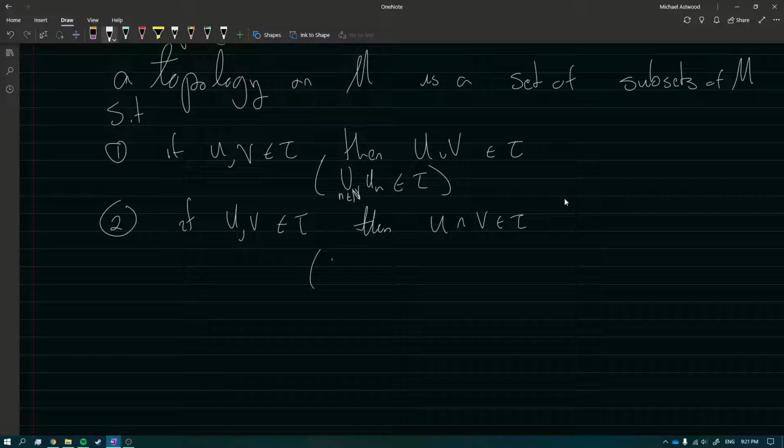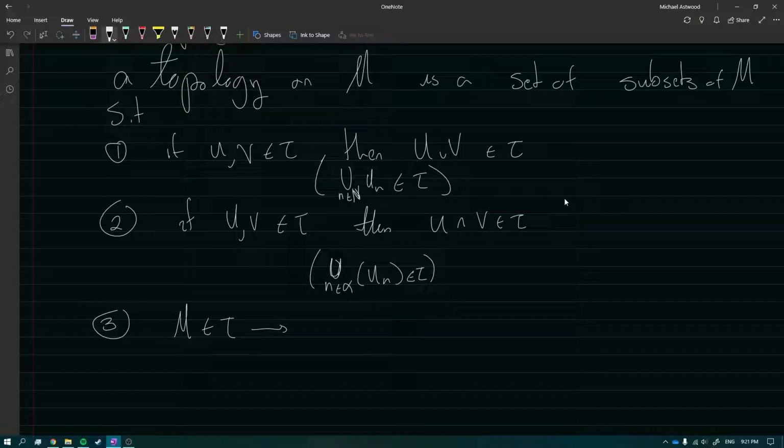But this only holds for finite indexes. So I have to pick some finite subset of the integers to index over in order for this to be a valid topology. Otherwise, well, it's stronger than a topology. And third of all, the whole set is open. So M is an element of the topology. This kind of makes sense.